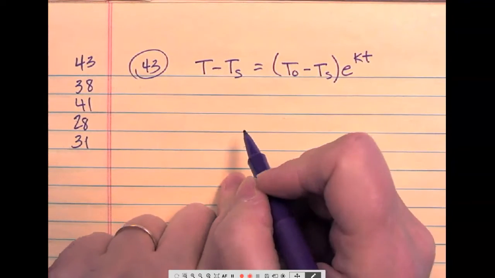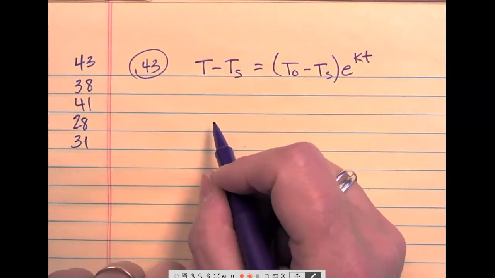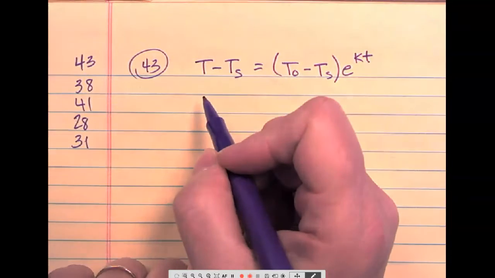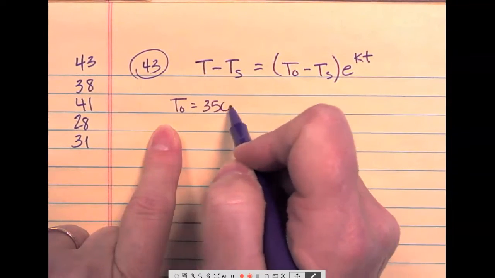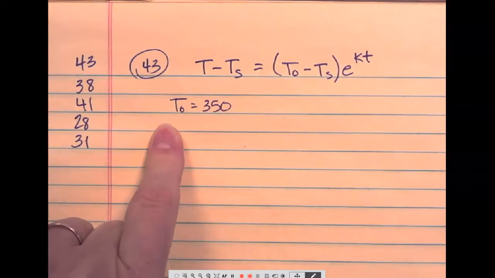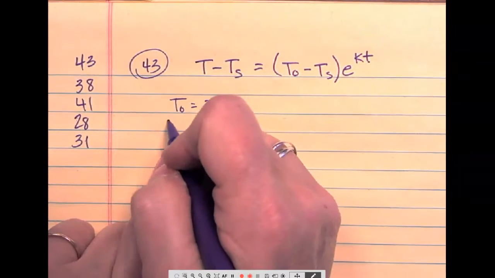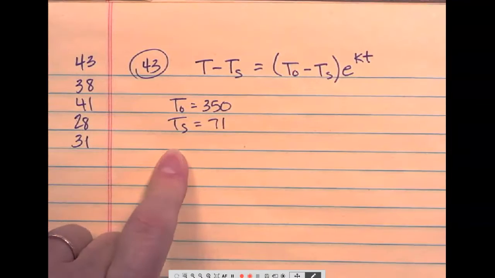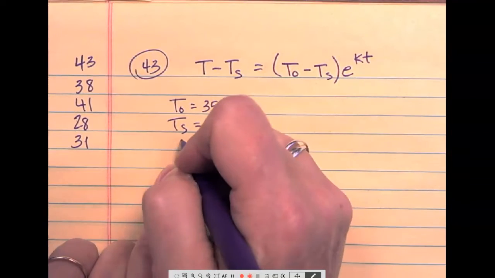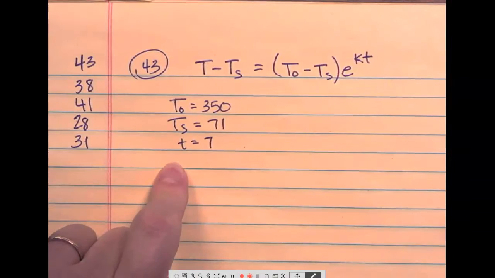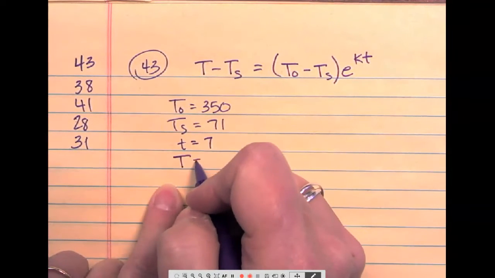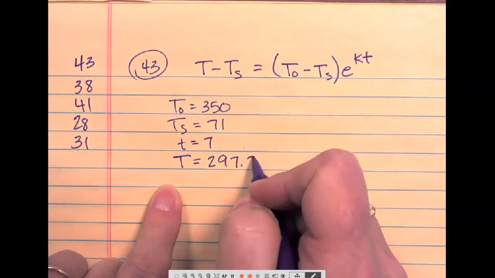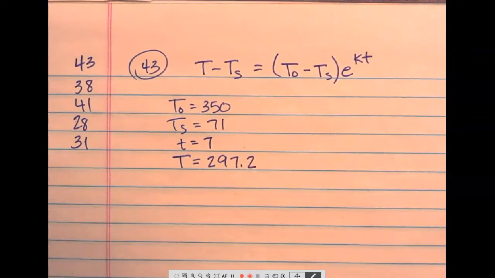Okay, so for 43 we have a dish of lasagna that's baked at 350 degrees. What will that number represent? Initial. The kitchen is 71 degrees. Surrounding. After 7 minutes, that's our time, the temperature is 297.2. So we'll just call that final. What will the temperature be 15 minutes after it was taken out of the oven?